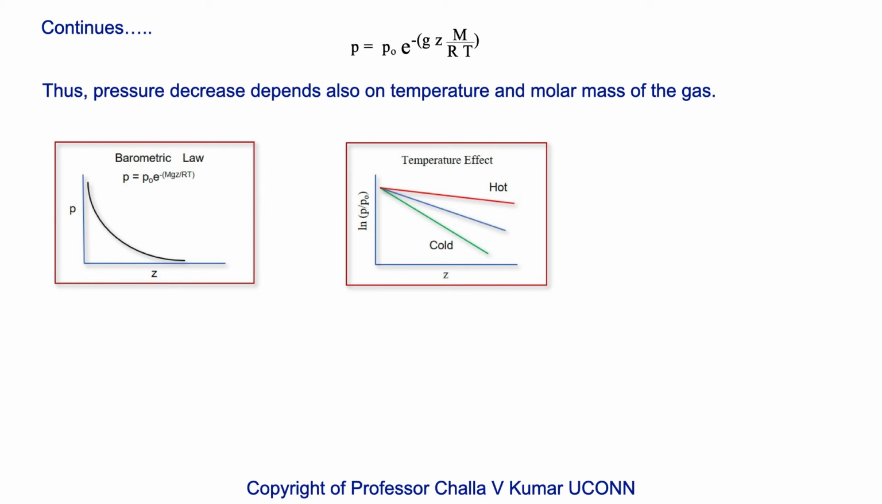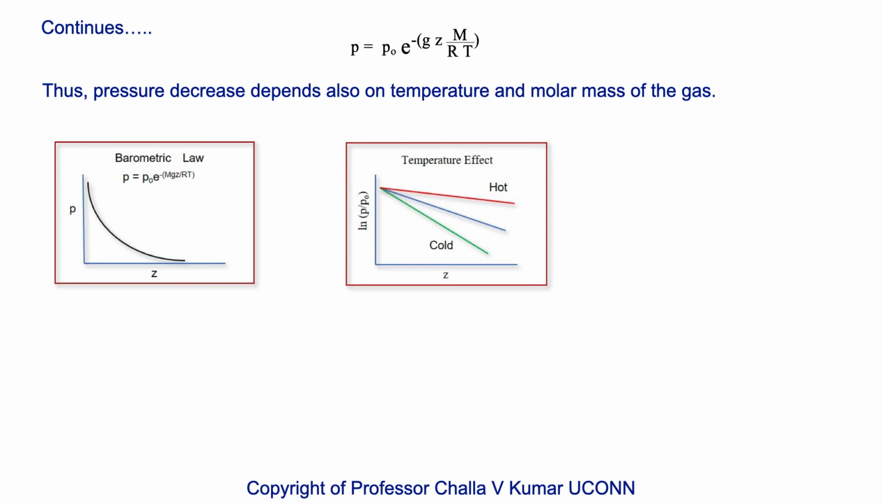as a smaller value, right? Because temperature is in the denominator of the exponent. As the temperature increases, the value of the exponent becomes smaller and smaller. As the exponent becomes smaller, the exponential function is decaying slower and slower. Therefore, the slope, which is minus g z m over RT, is going to be small. So as T increases, the value of this fraction becomes smaller, therefore the slope becomes smaller.